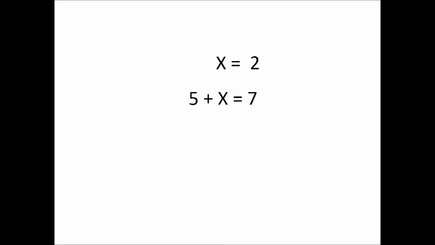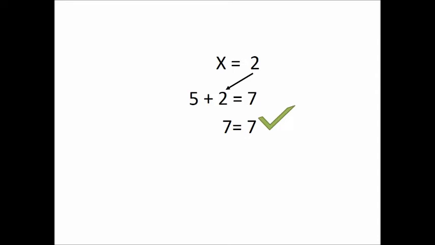So I brought it back to our original problem. If we have x equals 2, I'm going to line up those x's. Those x's are the same. So x equals 2, and we're going to take that 2 and substitute it in for that x. When we substitute in for the x, we have a new problem that says 5 plus 2 equals 7. So let's solve 5 plus 2: 5, 6, 7. So 7 equals 7. This problem checks.